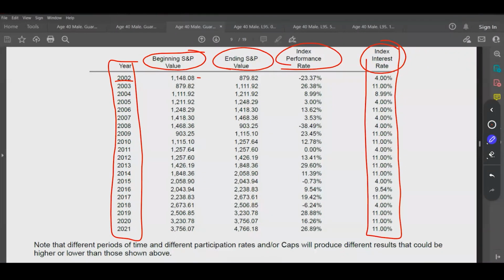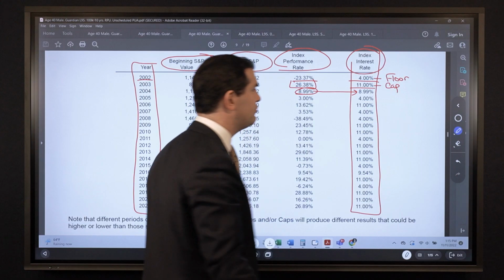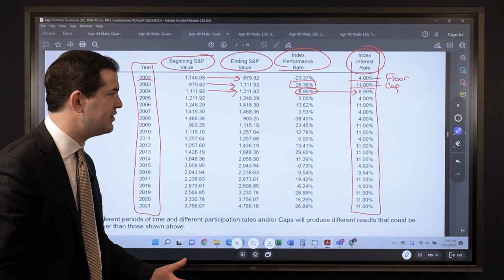So here in 2002, we see that it took a loss. So what would happen? S&P took a loss. I've got that floor of 4%. That's why I see 4% there. Next year, it jumped back up 26% when I look at the gain from year to year. I've got that cap of 11%. That's why it's not the full 23% or 26% and change. Now, look at 2004. There was a gain just under 9%, and that's what the policy would have received because it's under the 11% cap.